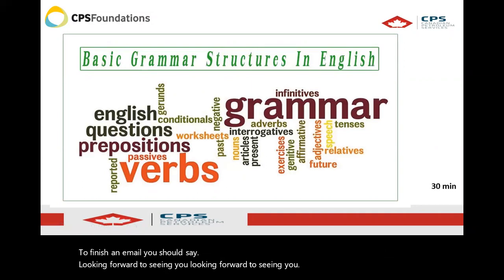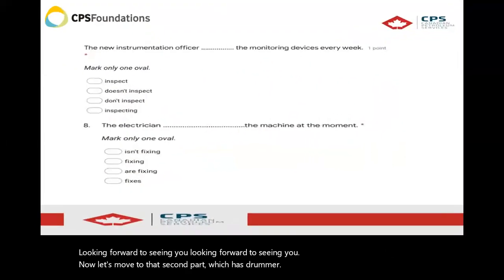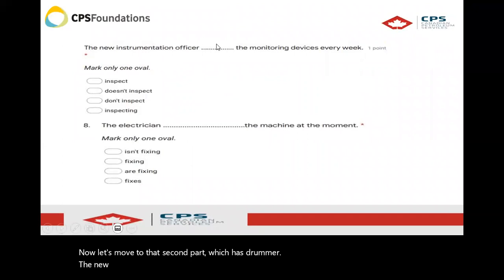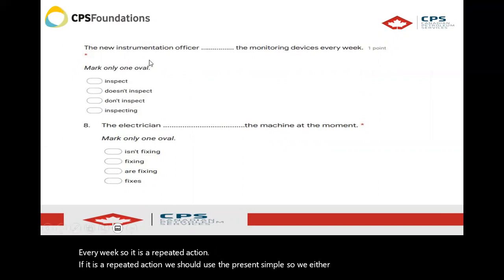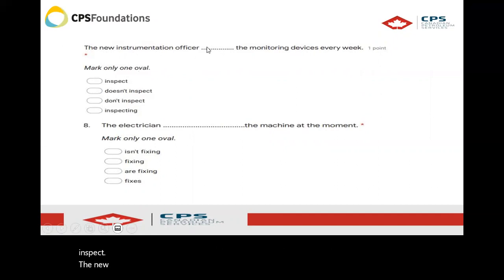Now let's move to the second part, which is grammar. The new instrumentation officer, space, the monitoring devices every week. Every week. So it is a repeated action. If it is a repeated action, we should use the present simple. So we either use inspects or doesn't inspect. So we use doesn't inspect.